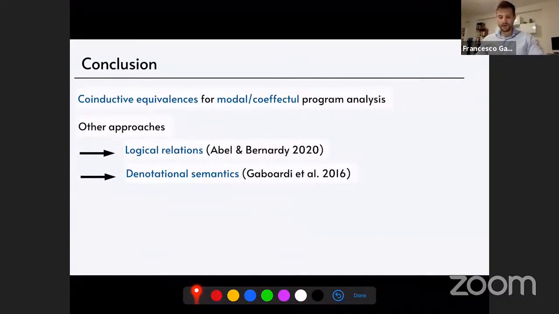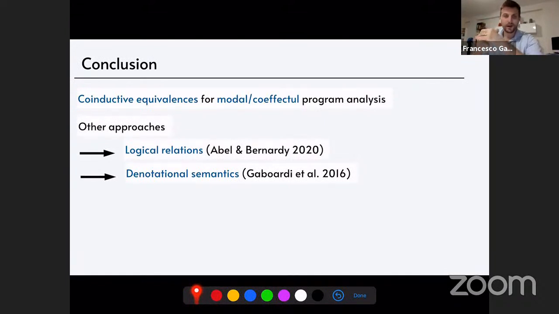And it also moves us towards the conclusion. What we have seen essentially, in a very sketchy and not that formal way, is that coinductive equivalences are indeed a good tool, can be extended from an extensional setting to a coeffectful setting, and they give us a good tool to perform modal and coeffectful analysis of programs.